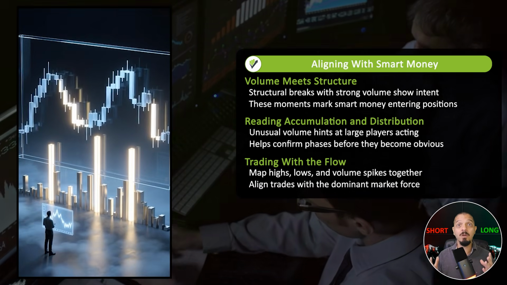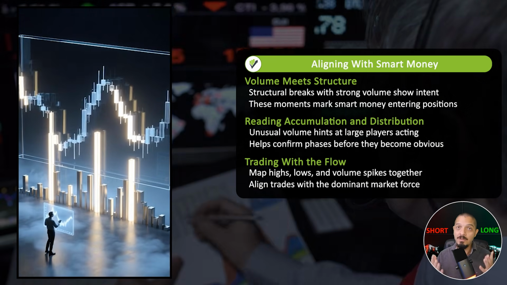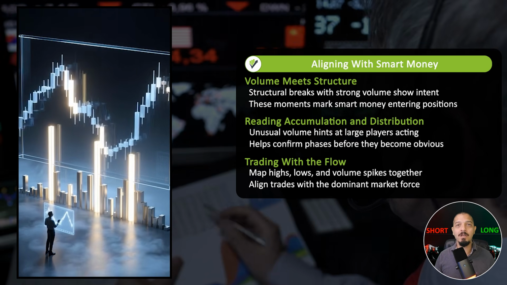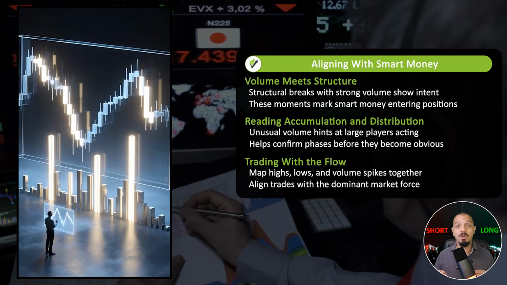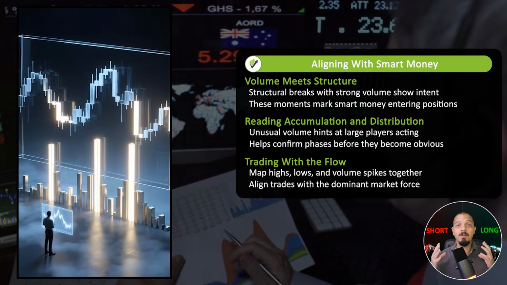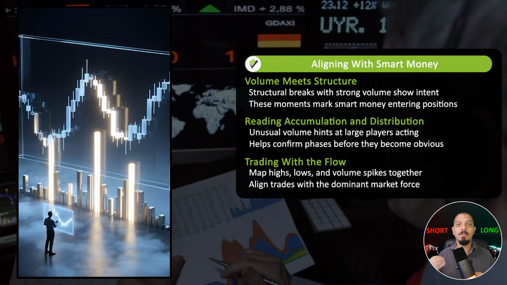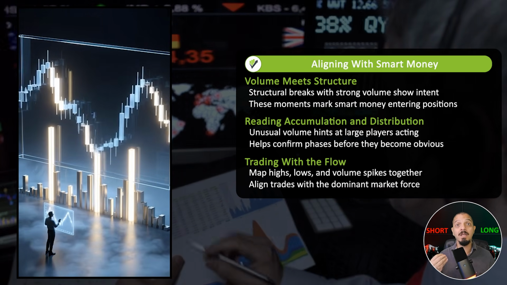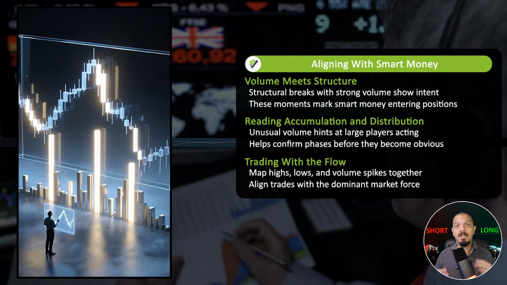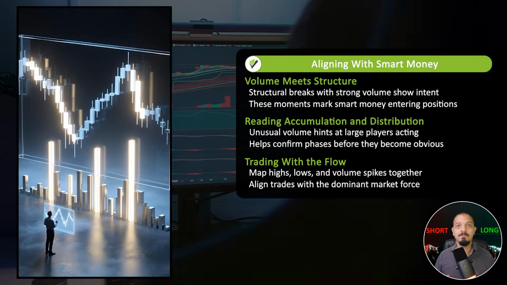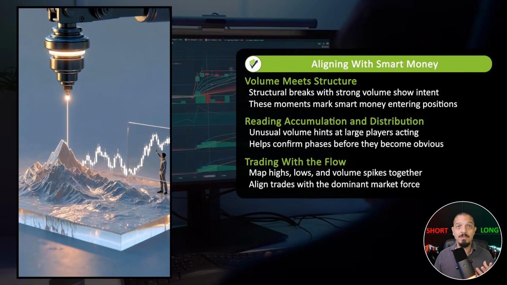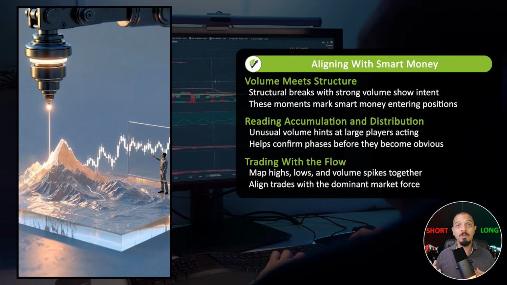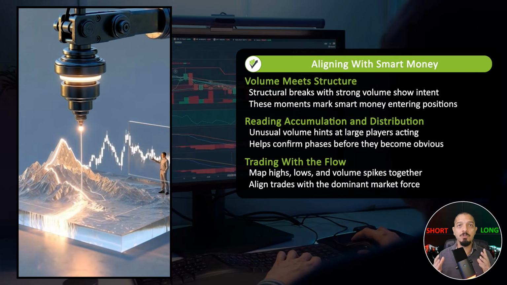By integrating volume analysis with market structure, we can better interpret the actions of large players. Look for patterns where volume spikes align with structural market changes. These are the moments when smart money is most likely active, and aligning our trades with these signals can increase our chances of success. To tie it all together, the actions of large players often lead to the formation of the highs and lows we observe in market structures.